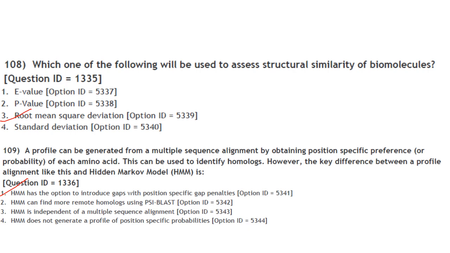Then, a profile can be generated from a multiple sequence alignment by obtaining position specific preference or probability of each amino acid. This can be used to identify homologs. However, the key difference between a profile alignment like this and a hidden Markov model is that a hidden Markov model has the option to introduce gaps with position specific gap penalties. That is correct. Answer is option 1.